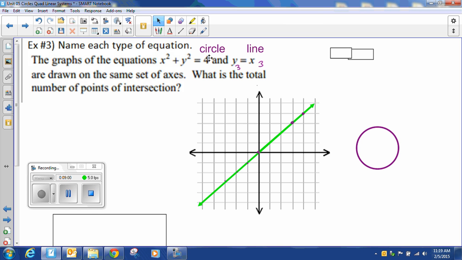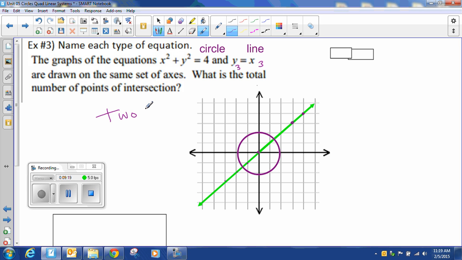And we know that our radius of the circle is going to be 2, centered at (0, 0). So I've already drawn the circle. I'm just going to bring it over here and show you that it fits right in there. Right? Radius is 2. And we have 2 points of intersection. So the answer to this question is 2.